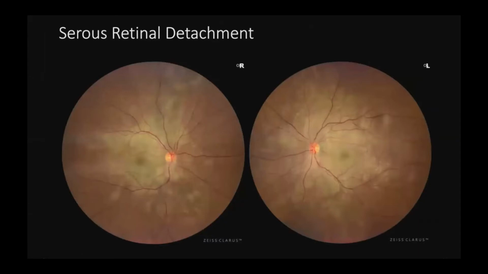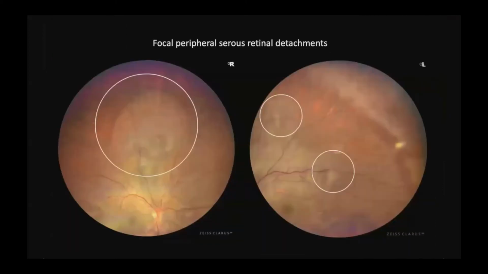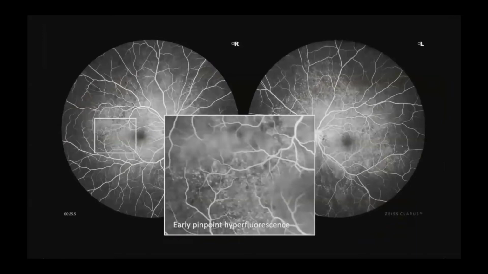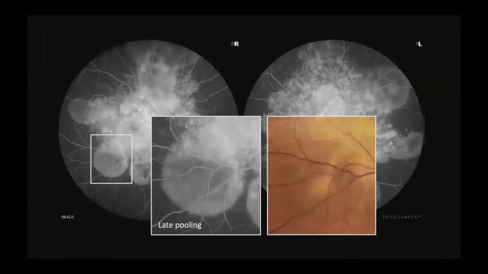And so this is a slightly less common disorder called Harada's disease. And this has to do with inflammation of the choroid leading to multifocal serous retinal detachments. And so we can see that there's focal serous retinal detachments as well as those occurring in the macula. Early in the angiogram, we can see pinpoint hyperfluorescence. But as the angiogram progresses, we can see that there's late pooling within these areas of serous detachment.